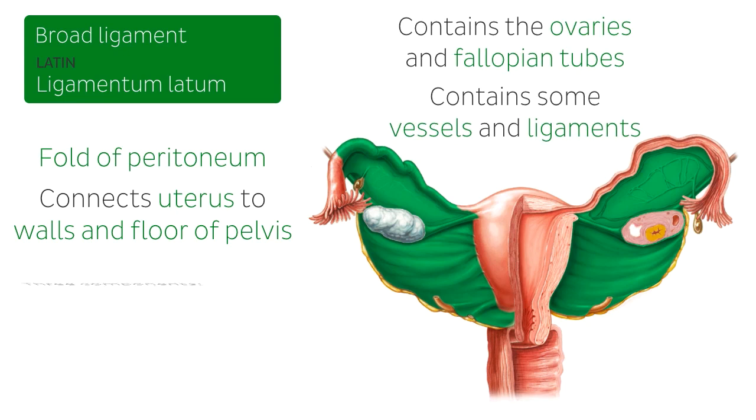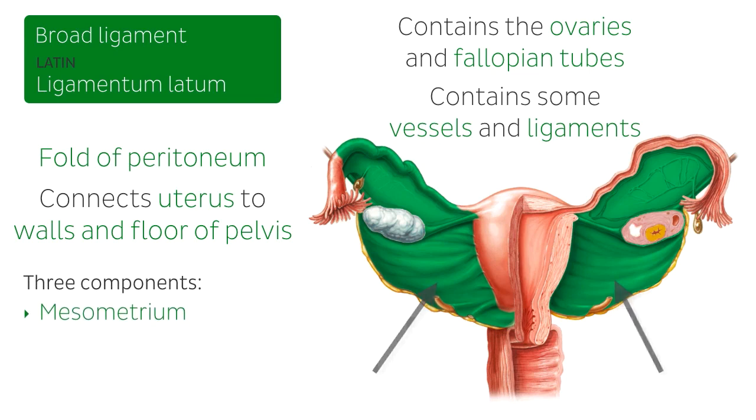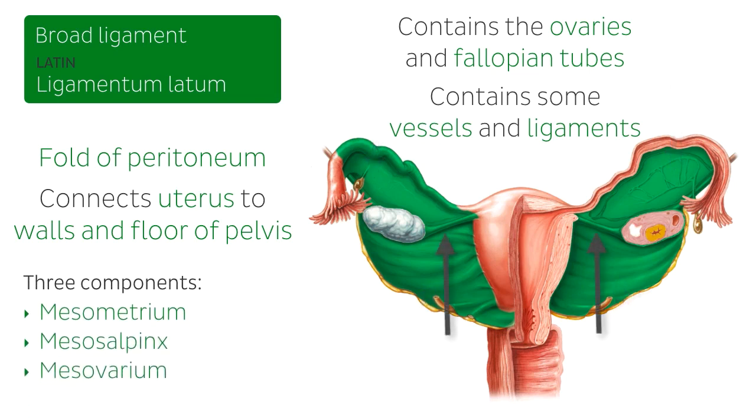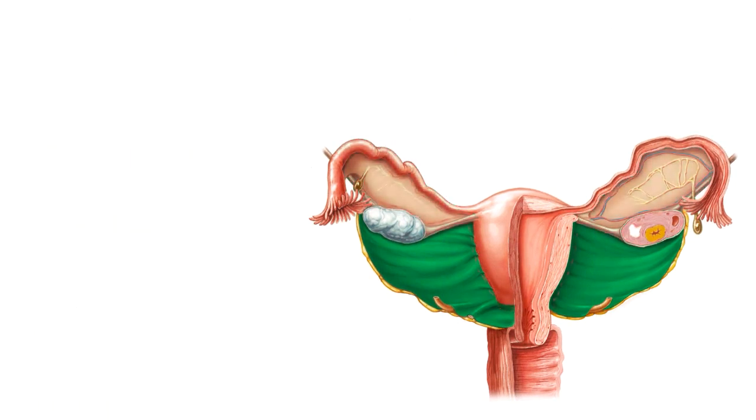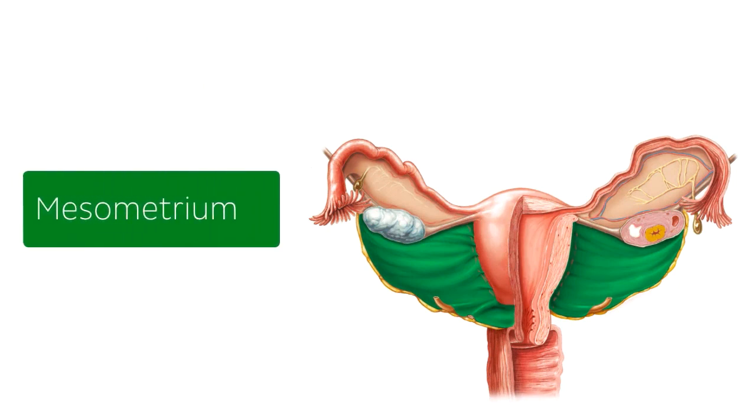And it is usually separated into three components: the mesometrium, the mesosalpinx, and the mesovarium. And let's have a brief look at the mesometrium. And as we can see, the mesometrium, which is essentially the mesentery of the broad ligament, makes up the majority of the broad ligament and extends from the body of the uterus to the ovarian ligament.